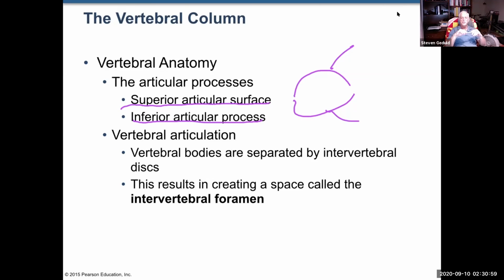Okay? So these vertebral bodies are separated, we said, by the intervertebral disc. When they come together, this creates an intervertebral foramen. Through this foramen is where your central nervous system passes. Your spinal canal. Okay. And you can see it.